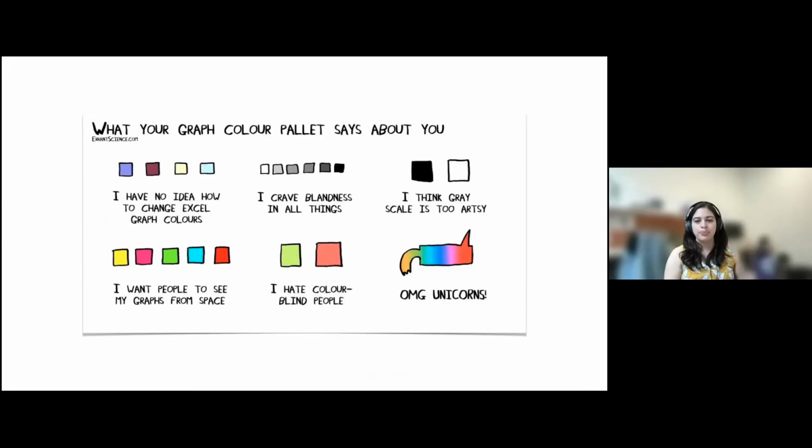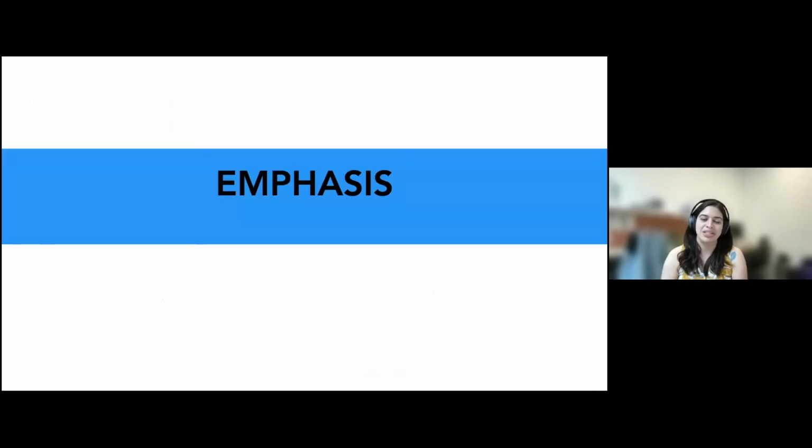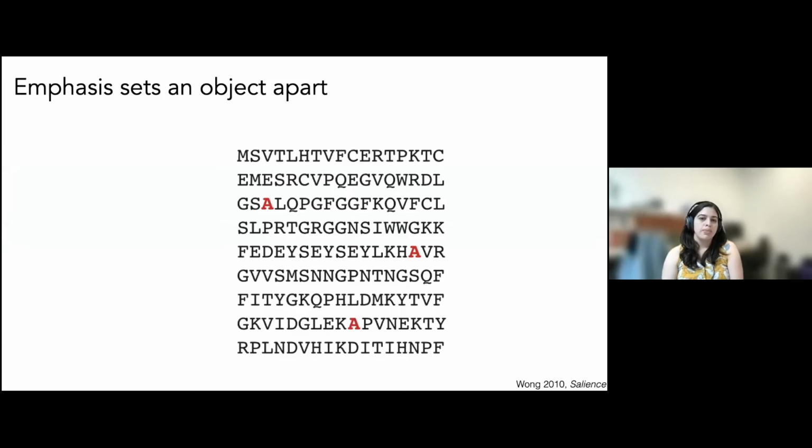And then we're going to go on to the E, which is emphasis. Obviously, I think it's probably very clear what I mean here. You're trying to add special importance or prominence in your figures. So there's often something we're trying to make sure our readers see, and there are lots of different ways to do this. The idea here basically is that emphasis sets an object apart.